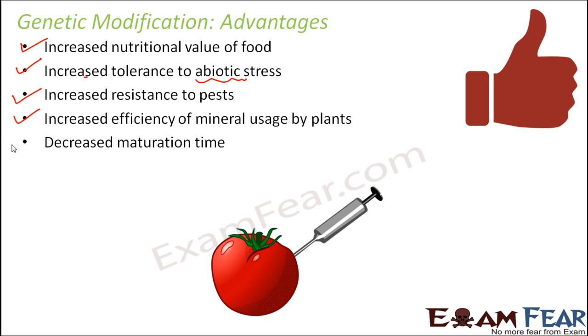Decreased maturation time. Now, what is this maturation time? For any plant, it takes some time to grow. As you have seen, every plant goes through different phases in life, like the reproductive phase and the vegetative phase. So it has got the different phases.